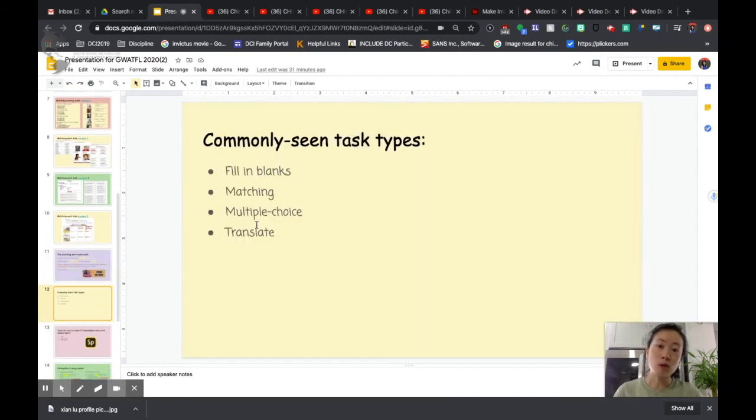And those are some commonly seen task types when you use CI embedded videos: filling blanks, matching, multiple choice, and translate.